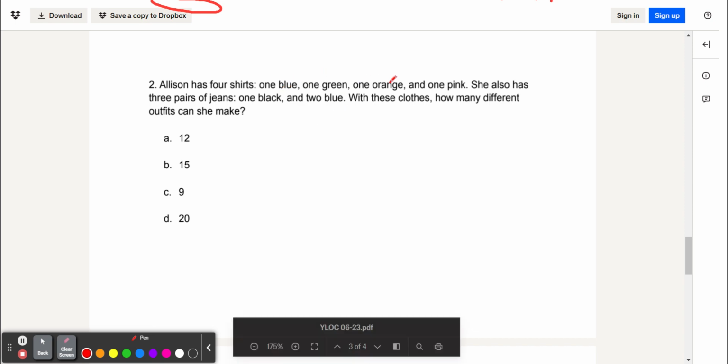So her 4 shirts are all different, so she has 4 options to pick from for a shirt. And her jeans, 1 is black but 2 are blue. Actually, the blue ones are not the same, so we have 3 pairs of jeans. And then each shirt can combo with any one of the jeans. So that gives us 3 options for blue, 3 for green, 3 for orange, and 3 for pink. Which means we multiply 3 by the amount of shirts, 4, which is equal to 12, which gives us our answer of A, 12.